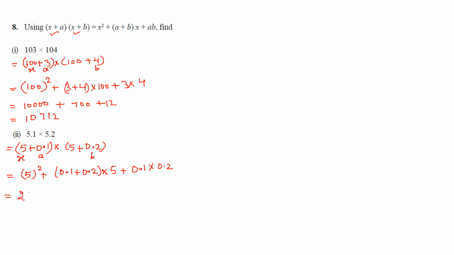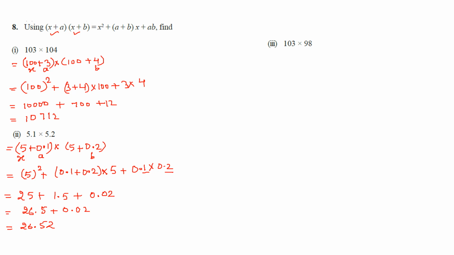So 5² is 25. 0.1 + 0.2 is 0.3, and 0.3 into 5 will give you 1.5, plus 0.1 into 0.2, which is 0.02. Because see here, after the decimal place there is 1 digit, here also 1, so 1 + 1 is 2. So in the product, after the decimal it should have 2 digits. Now 25 + 1.5 is 26.5, plus 0.02. So convert into like decimals and then add. You will get 26.52.